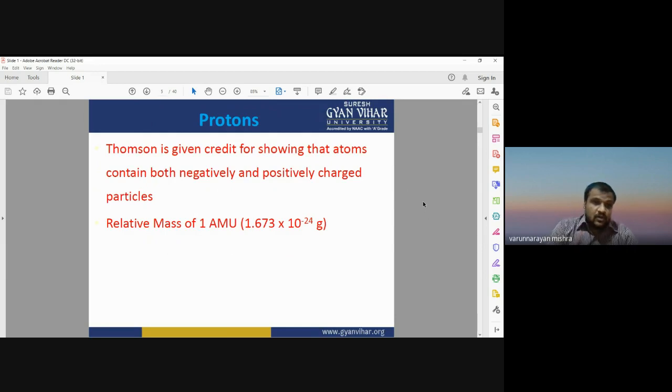Thomson is given credit for showing that atoms contain both negatively and positively charged particles, and the mass of the proton is around 1 AMU. 1 AMU means 1.67 into 10 to the power of minus 24 gram. So these were the initial discoveries regarding the subatomic particles. Before studying the radioactive elements and radioactive isotopes, you should know about the electron, proton, and neutron. What is the atomic number? What is the charge of the electron, and how the electrons are distributed in different orbitals or different shells around the nucleus.